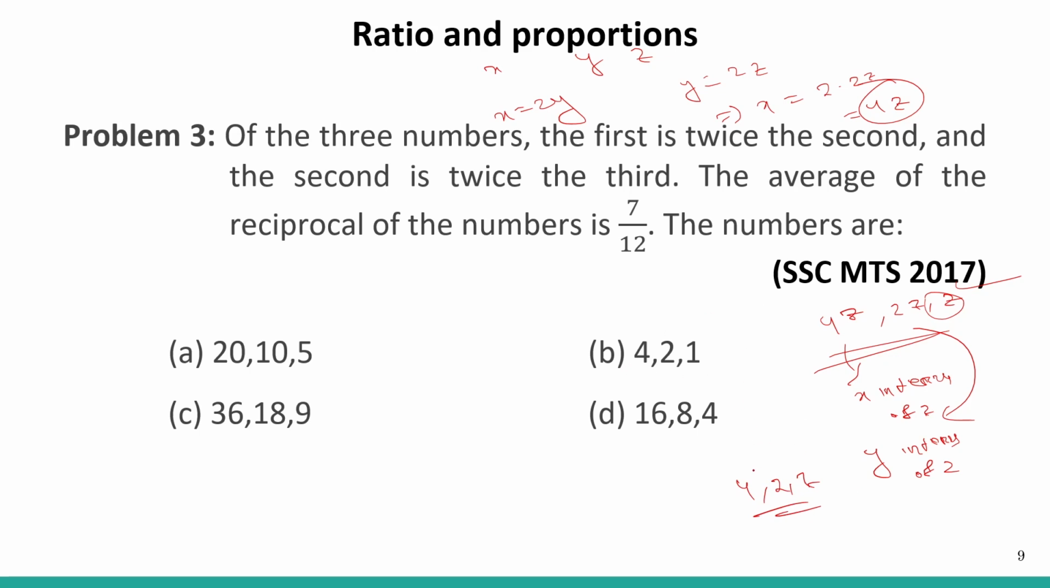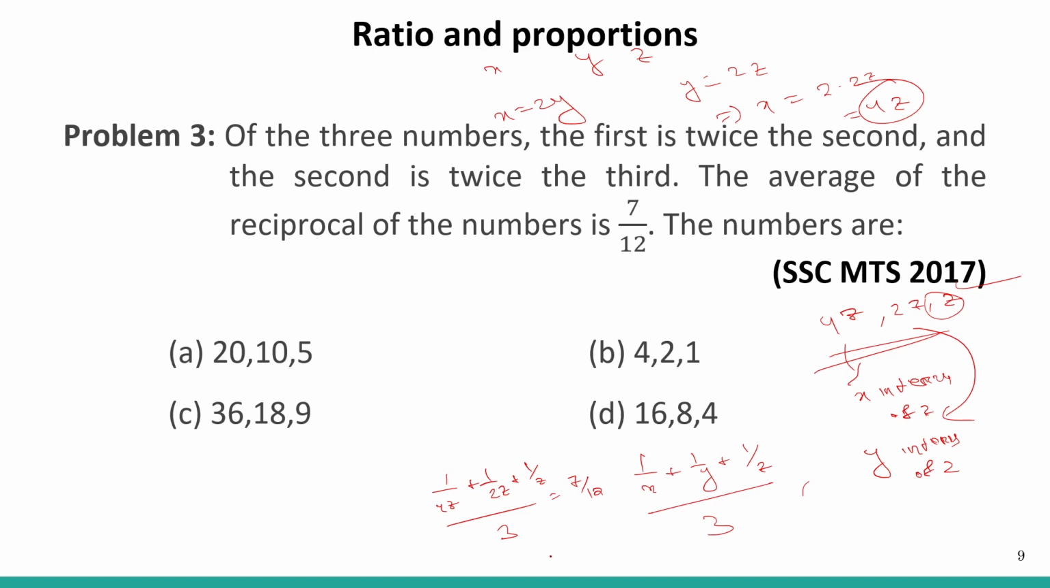How 4, 2, 1? Let's solve further and evaluate the further data. That is, the average of the reciprocal of the numbers is 7 by 12. So 1 by x plus 1 by y plus 1 by z, by 3. This will be the average, right? So it will be equal to what? 1 by 4z plus 1 by 2z plus 1 by z, whole by 3. This is equal to 7 by 12.